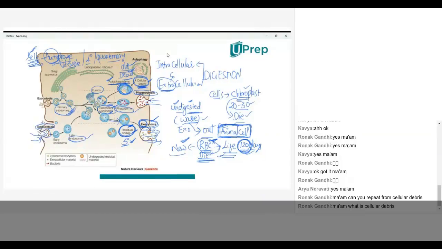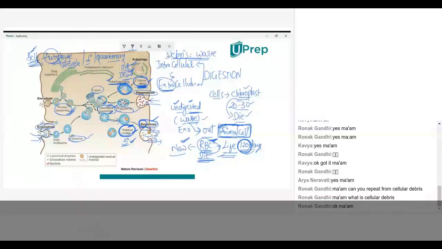Once such cells die or become old, such dead old cells we call cellular debris. Debris means waste. Waste within the cell is nothing but the old cells or the dead cells. They have completed their function and don't carry any function. They were dead or old, and they have to be removed from the cell for proper functioning of other organelles. So they are called cellular debris, meaning cell waste.